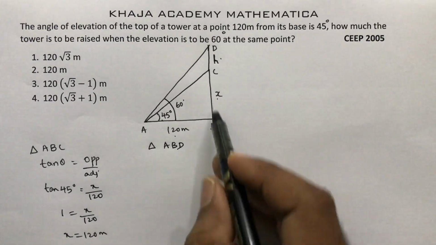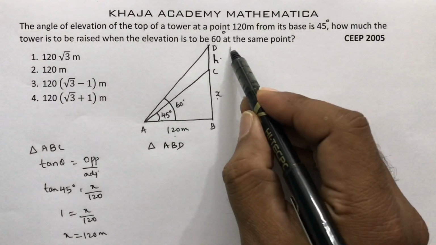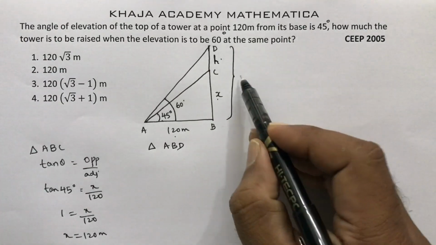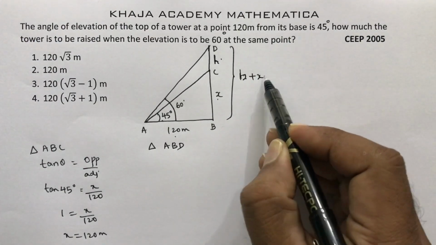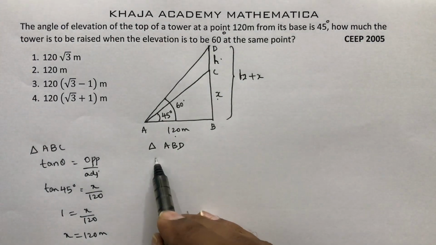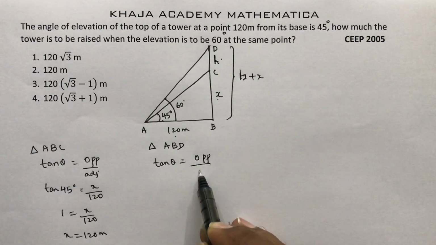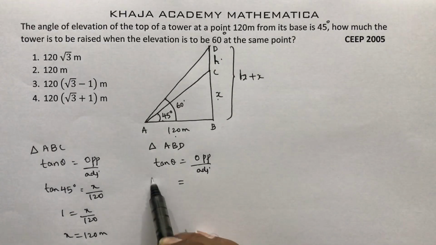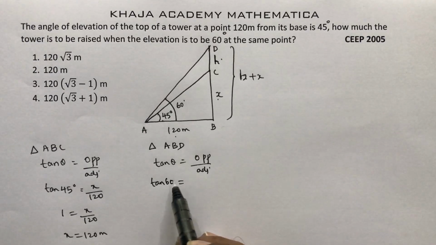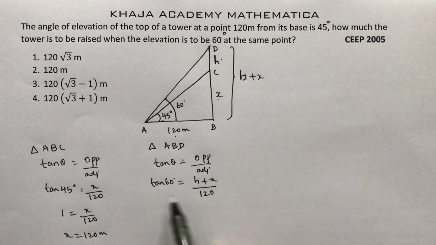Triangle ABD. Theta is 60 degrees. If you take 60 degrees, the opposite side is H plus X. So tan theta is opposite by adjacent. In this case, tan 60, opposite is H plus X, adjacent is 120.